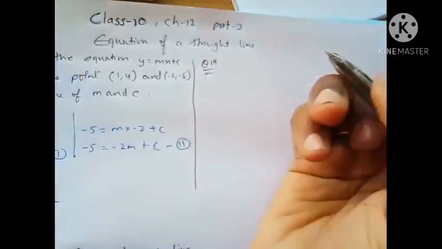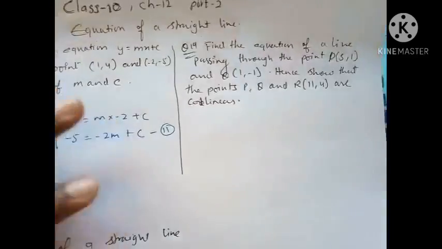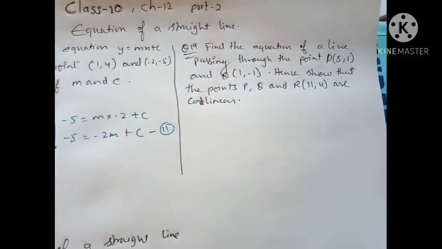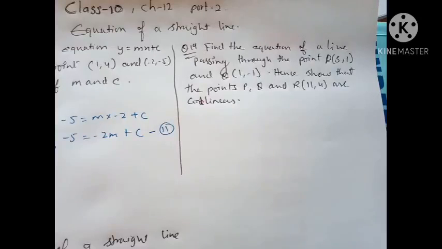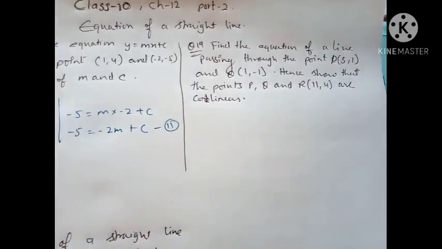Question number 19 we'll be doing. Let's have a look at question number 19. It says, find the equation of a line passing through the points P, that is 5 comma 1, and Q, 1 comma minus 1. So I have to find the equation of a line where 2 points are given.